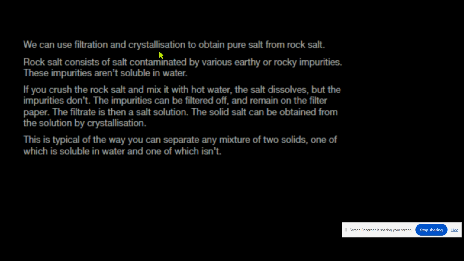Okay, let's read through this. This is about separating pure salt from rock salt, and we use filtration and crystallization. Rock salt consists of salt contaminated by various impurities, and these impurities are insoluble in water. If you crush the rock salt and mix it with hot water, the salt dissolves, but the impurities don't. The impurities can be filtered off and remain on the filter paper. The filtrate is then a salt solution. The solid salt can be obtained from the solution by crystallization.